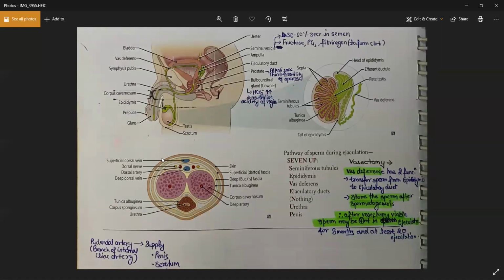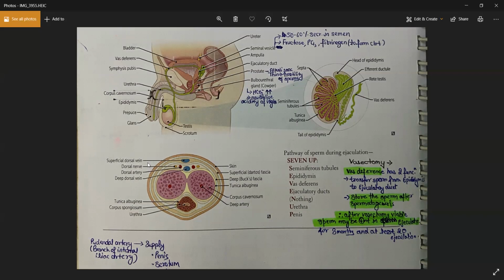So this is the structure of your penis. The outermost layer is skin, then the superficial fascia, or you can say the dartos fascia, then the layer of fat that contains the superficial vein. Then after that, the deep fascia or Buck's fascia. After that, the deep vein is present, and the dorsal artery is present. Then finally, you have the tunica albuginea that contains all the cylinders. In the cylinders, you have the deep artery. In the corpus cavernosum, and in the corpus spongiosum, you have the opening of the urethra. So these are the layers of your penis.